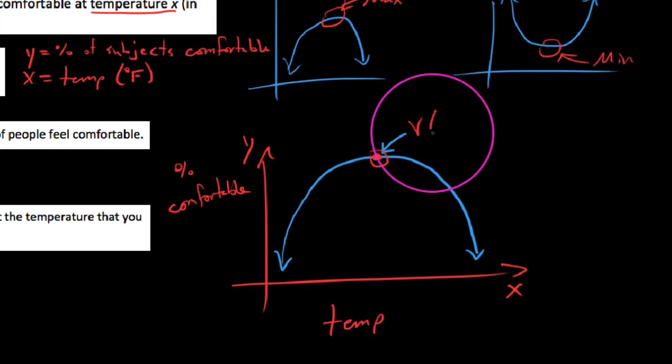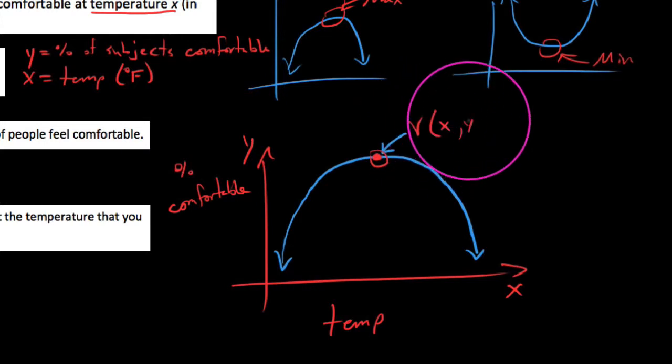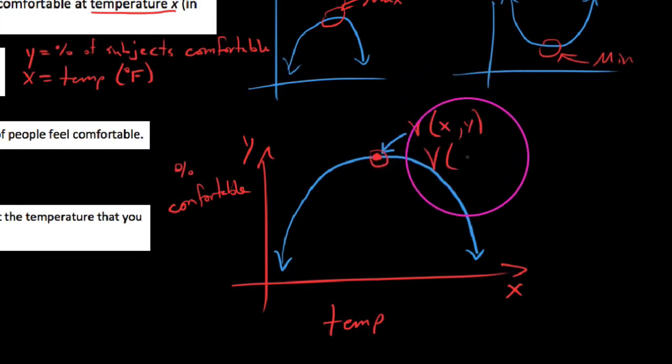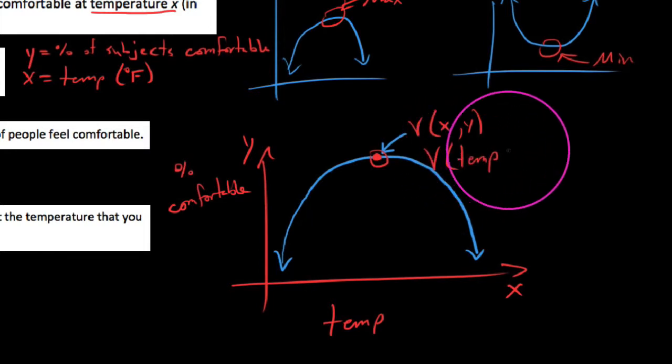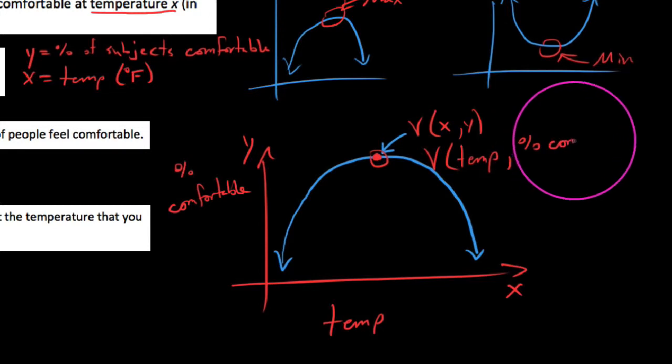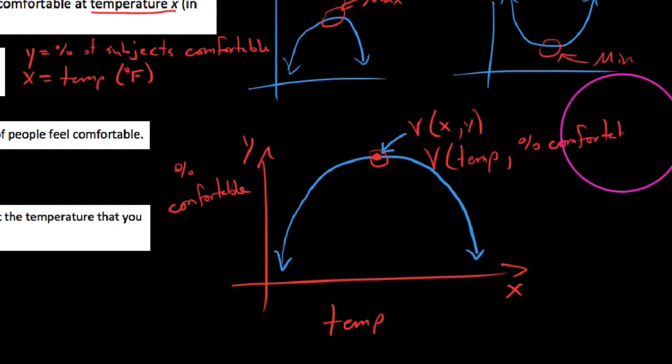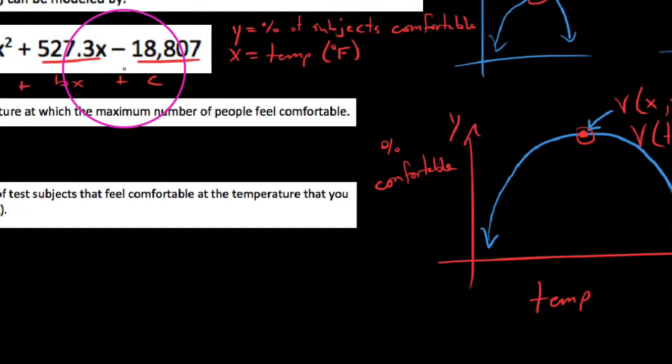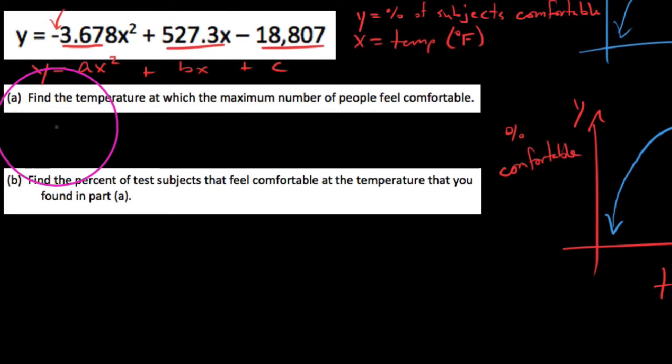So we'd say the vertex in this case is some x and some y. What I want to point out is this. It is some x value, which represents temperature, and then the percent of people who are comfortable at that temperature. So there are two questions I really want to confront on this problem. They're going to be really easy to figure out because we know a lot about things in standard form already. We say find the temperature at which the maximum number of people feel comfortable, and also find the percentage of test subjects that felt comfortable at that temperature that we found in part A.